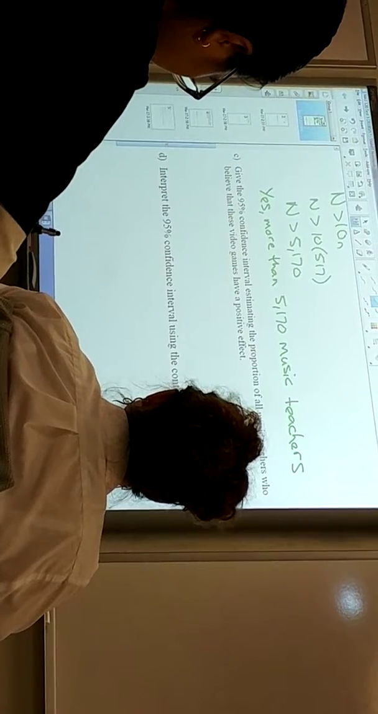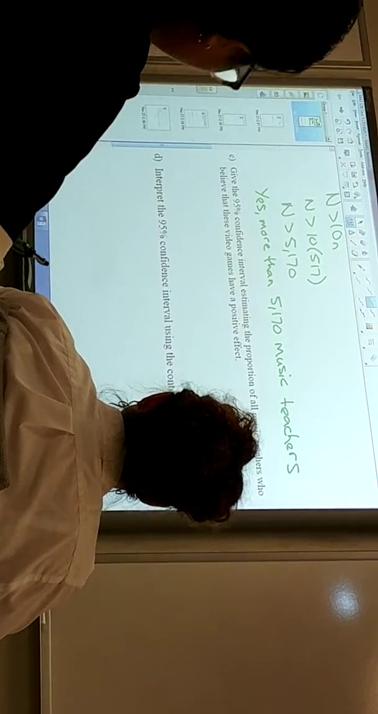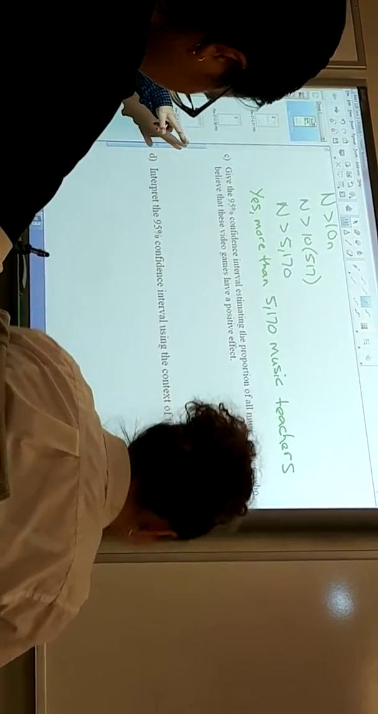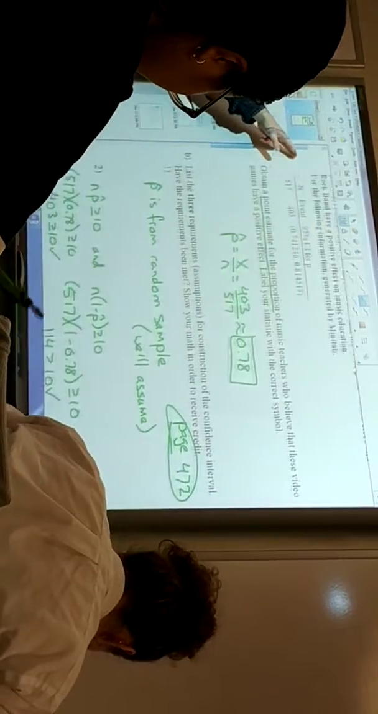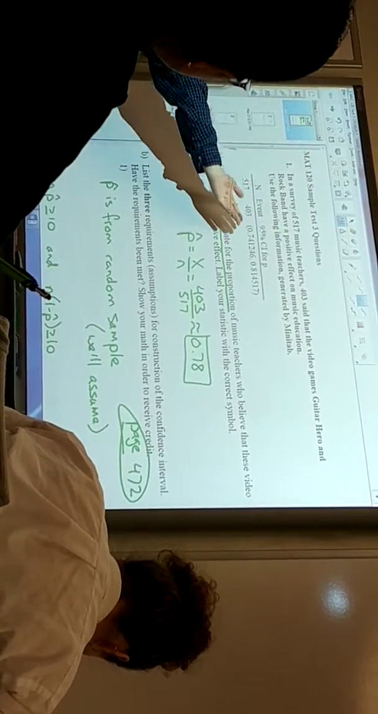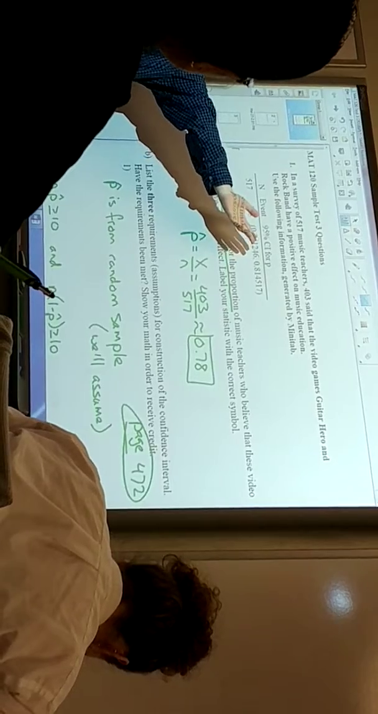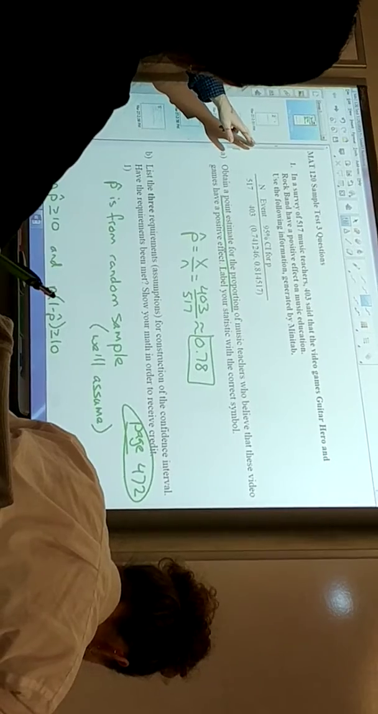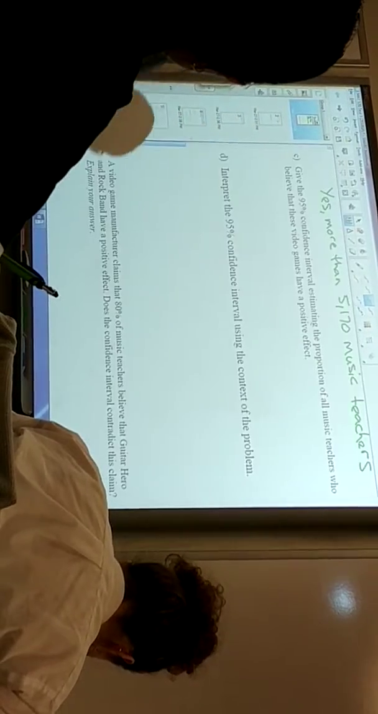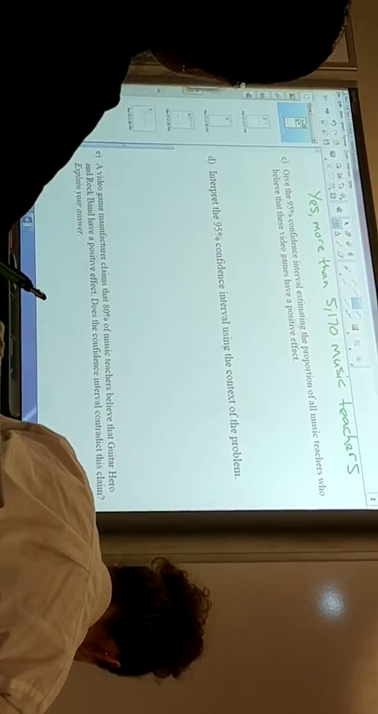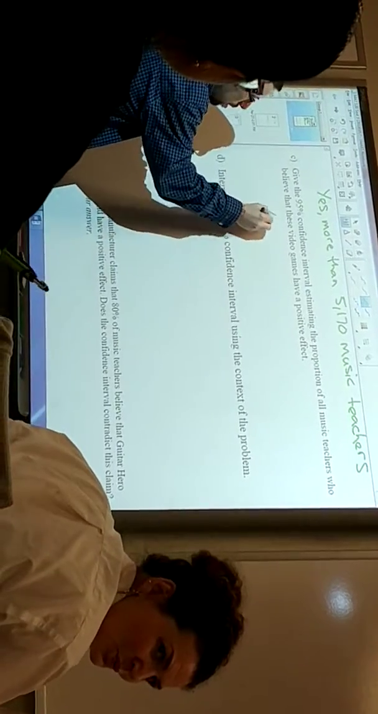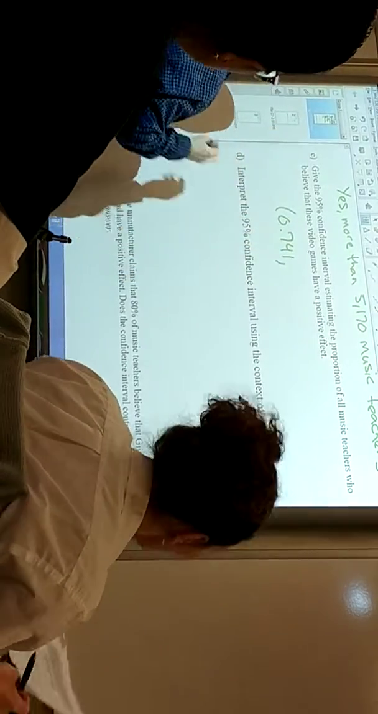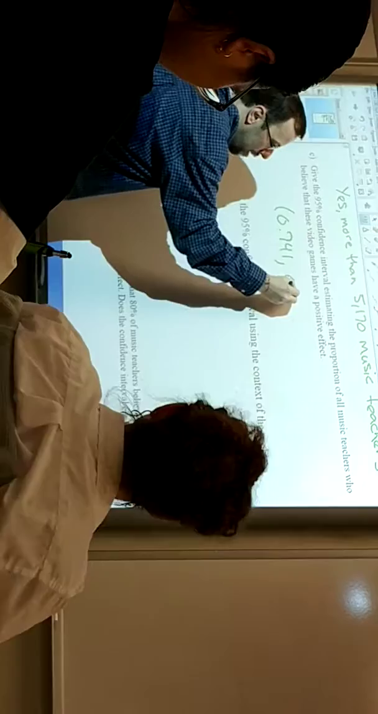All right, so give the 95% confidence interval, estimating the proportion of all music teachers who believe that these video games have a positive effect. Well, you could do it, or you could just see that that's exactly what's already right here. So you just have to look up there and see that that is the confidence interval. I'm just going to use 3 decimals though, so 0.741 to 0.815.